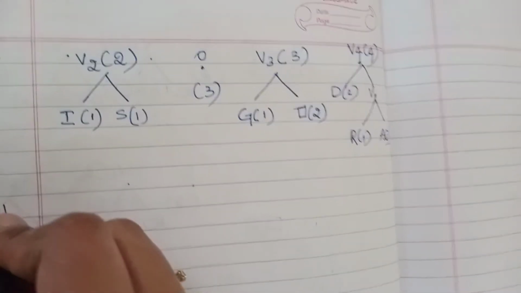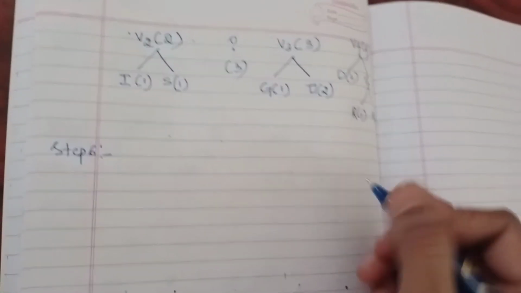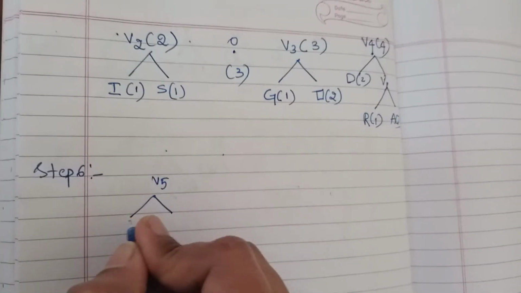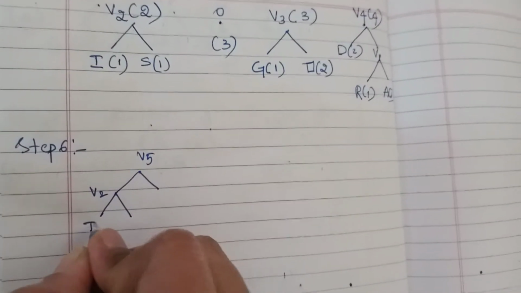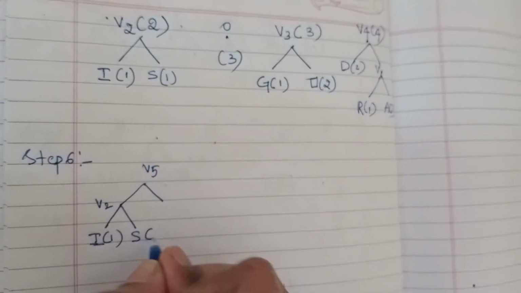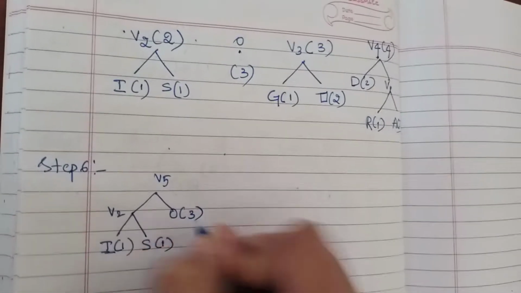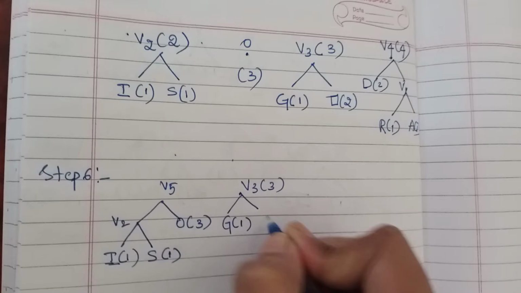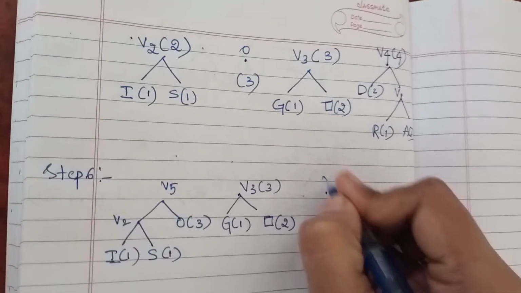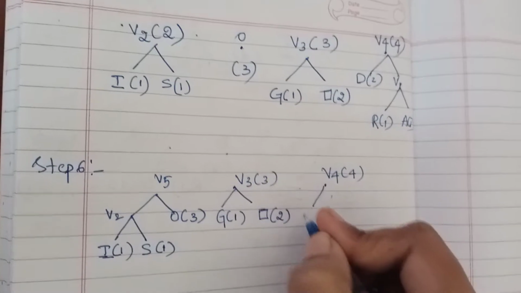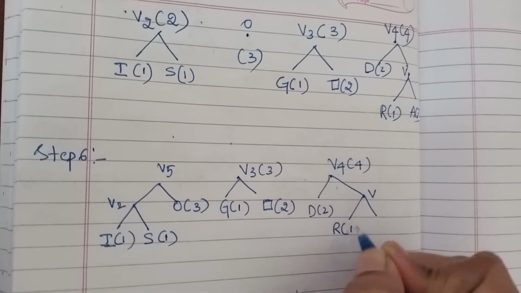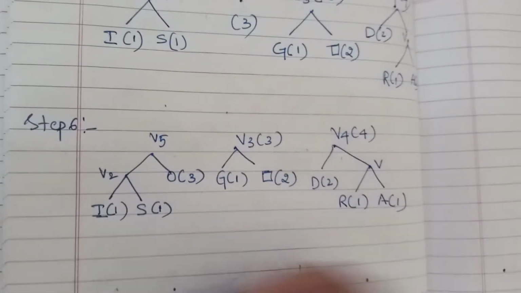Okay, so next step, this is step number 6. So combine the next two minimal weight, that is this and this. So it will be V5 of V2, I and S, I of 1, S of 1, and this will be O of 3. So V3 of 3, it is G of 1 and blank space of 2. Okay, V4 of 4, it is D of 2 and V1 of R of 1, E of 1. So this much you have.